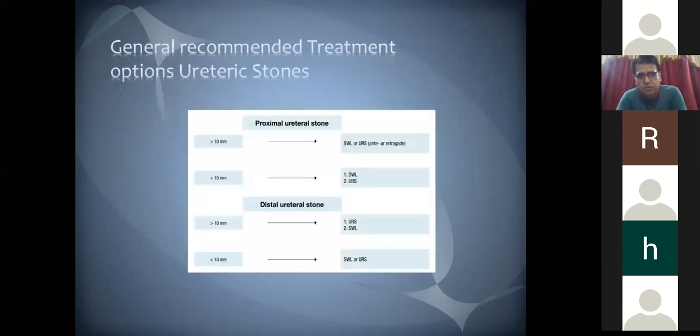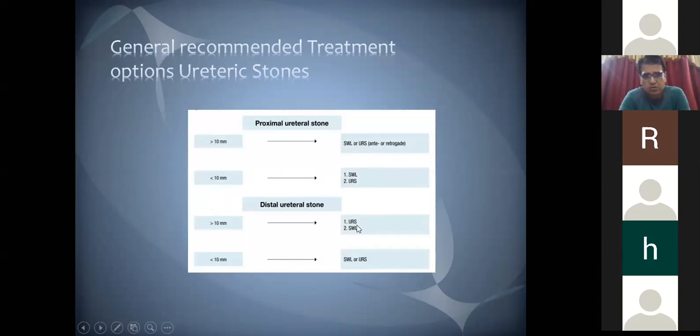For proximal ureteric stones, for more than 10 mm, more than 1 centimeter stones, you go for either URS or ESWL. And if it is a stone less than 10 mm, 1 centimeter, you can also go for URS and ESWL. Both options are open for that.